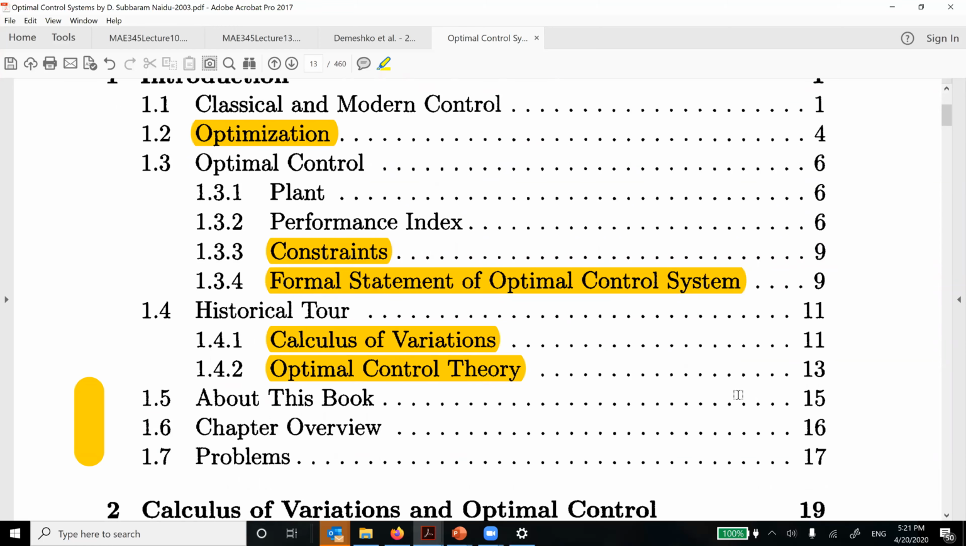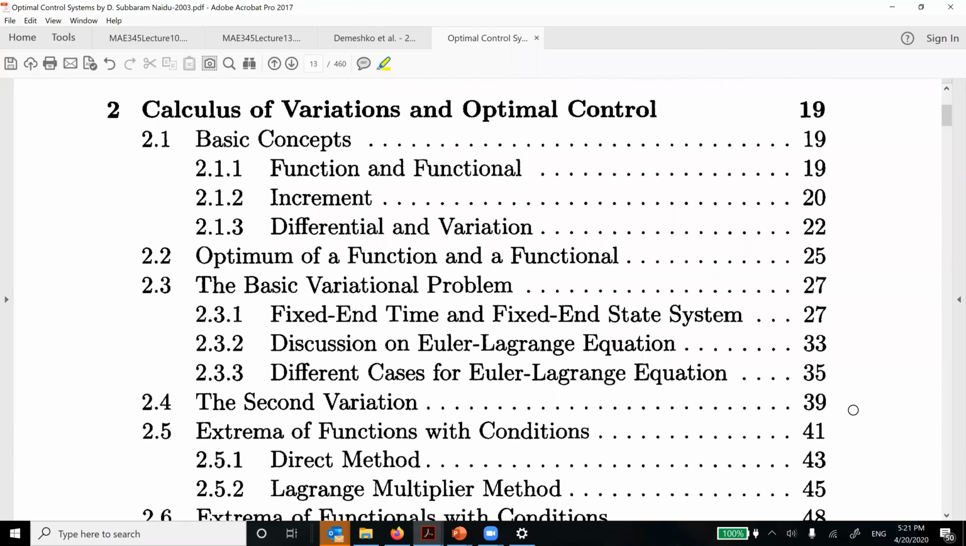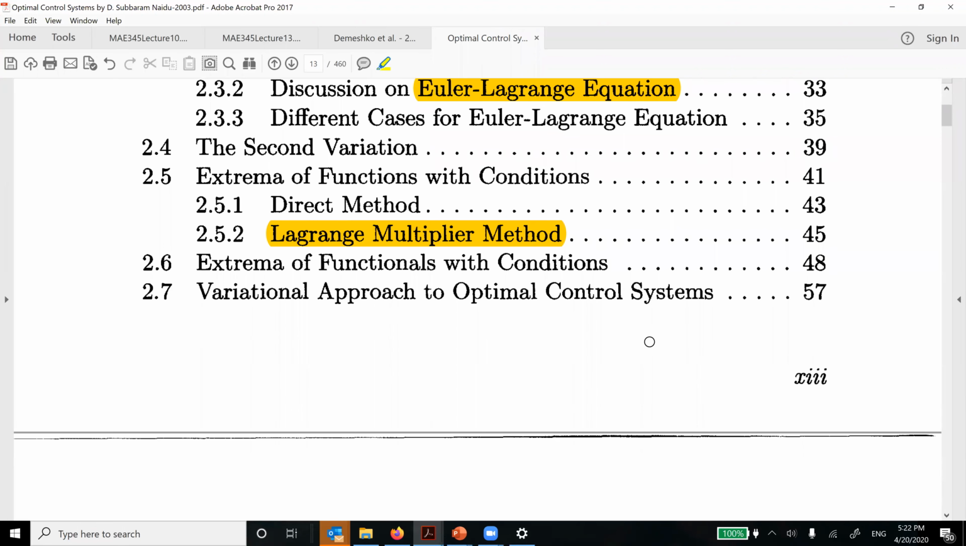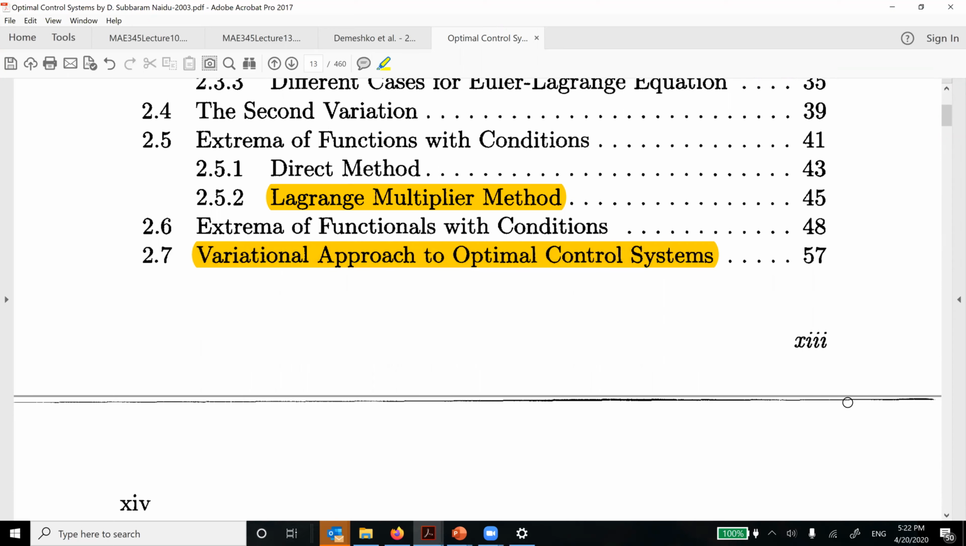So like you guys, probably you don't have calculus of variations yet. So there are some basics about calculus of variations and functionals, and how we can talk about increment, and the difference between a differential and a variation. Then how we can find the optimum for a function and our functional, how you can decide the optimality. Then we talk about the basic variational problem, with fixed end time and fixed end state, the Euler-Lagrange equation, then the second variation about the extrema function, and the Lagrange multipliers method, and how we can use the variational approach to solve our optimal control problems.